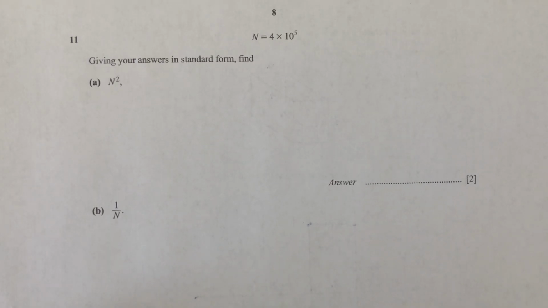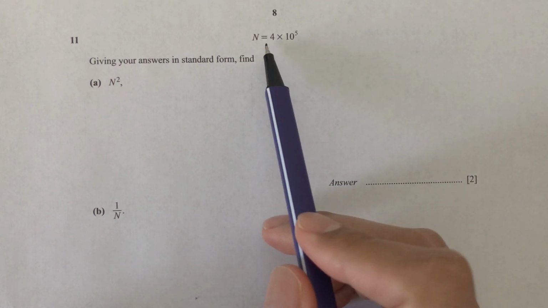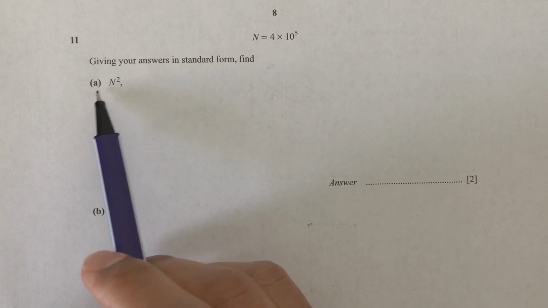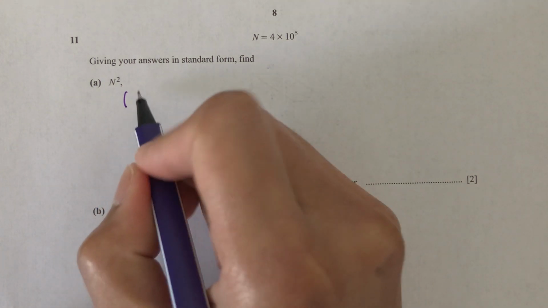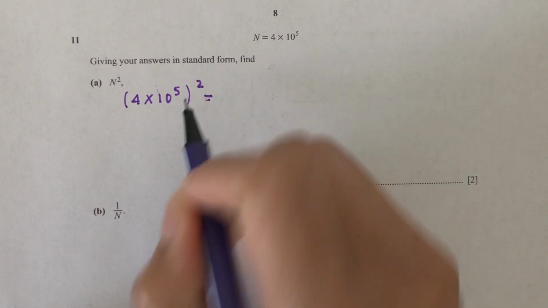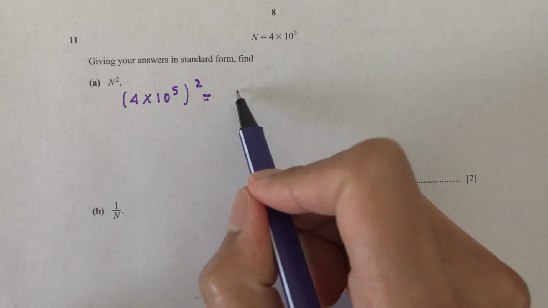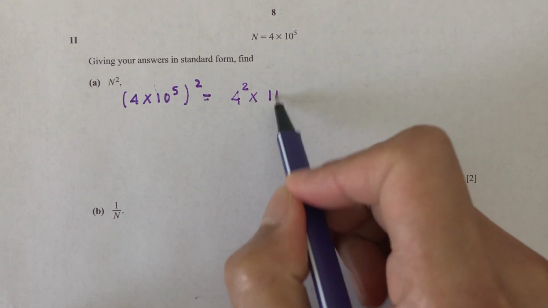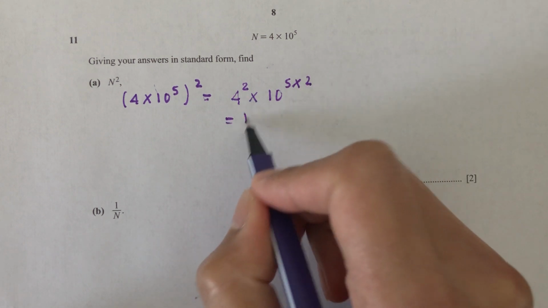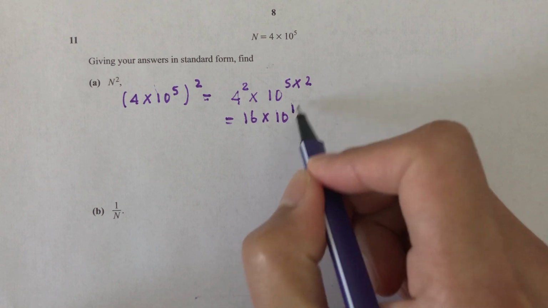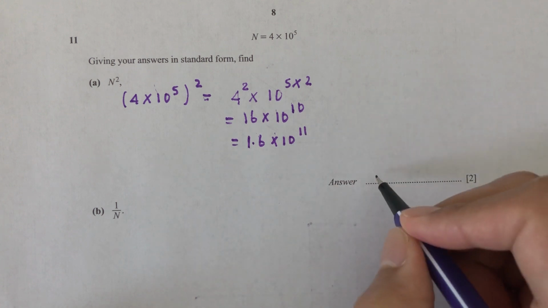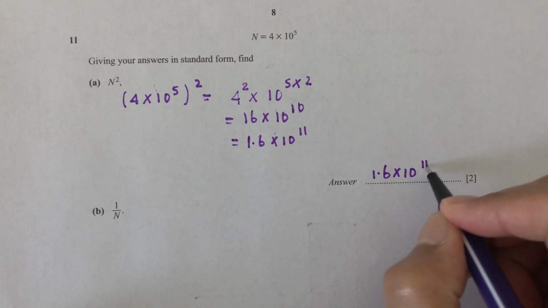Question number 11. We have n is equal to 4 times 10 to the power of 5. Giving your answers in standard form, find n squared. So n squared is 4 times 10 to the power of 5, all squared. So it will be 4 to the power of 2 times 10 to the power of 5 times 2. That will be 16 times 10 to the power of 10, which is 1.6 times 10 to the power of 11. That will be your answer in standard form.